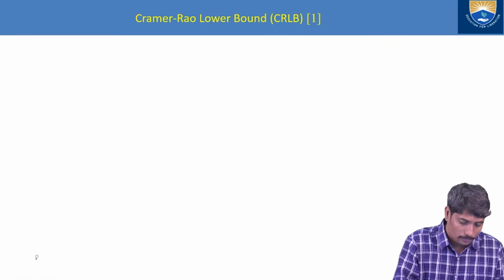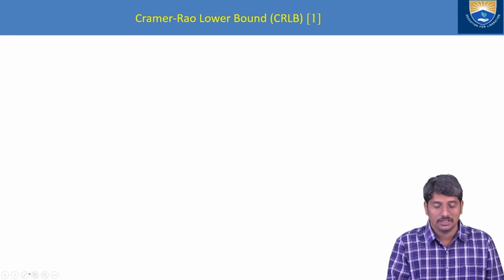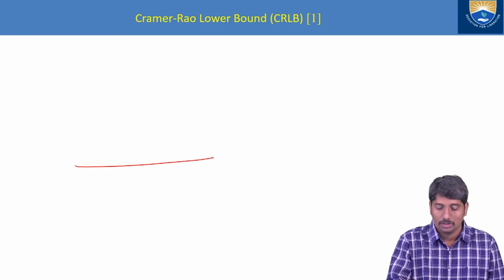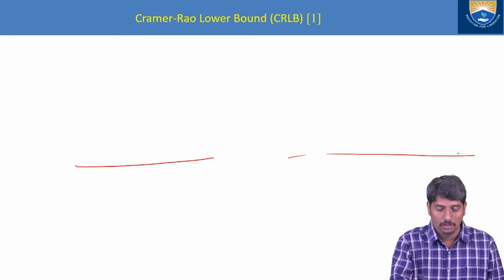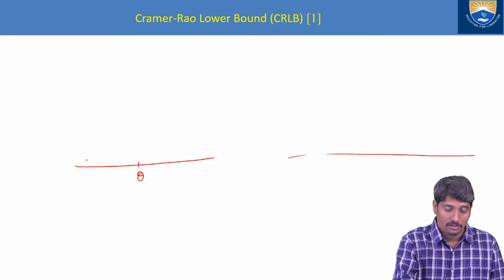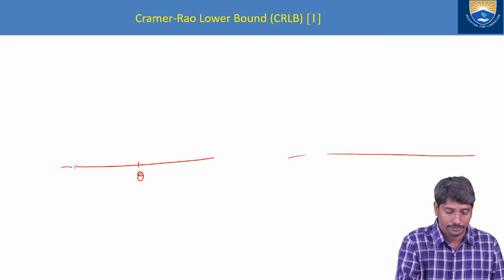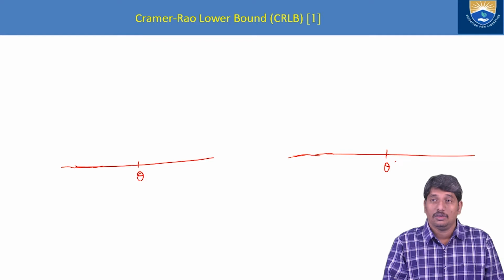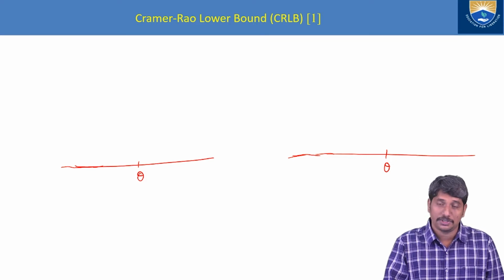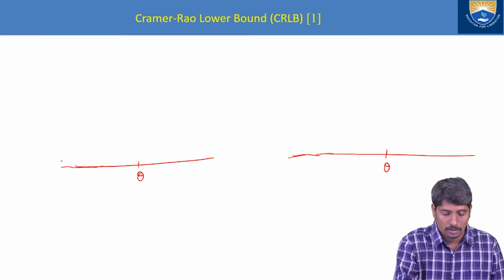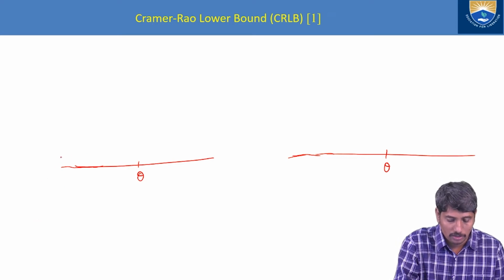Now, the second one, efficiency. How to imagine efficiency? See this? Here, we are intending to estimate the theta. Suppose this is here, and here also we are intending to estimate theta. Now, I am drawing a curve.